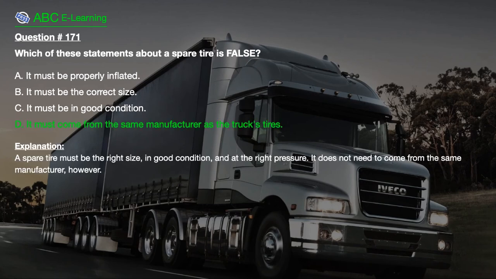The correct answer is here. D. It must come from the same manufacturer as the truck's tires. Explanation. A spare tire must be the right size, in good condition, and at the right pressure. It does not need to come from the same manufacturer, however.